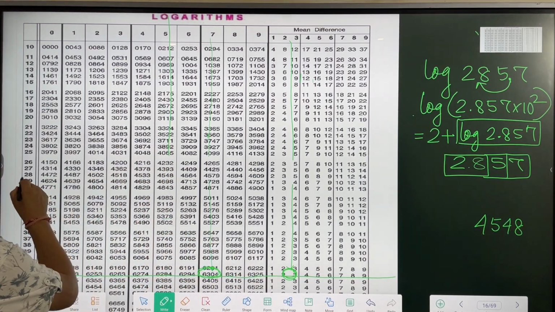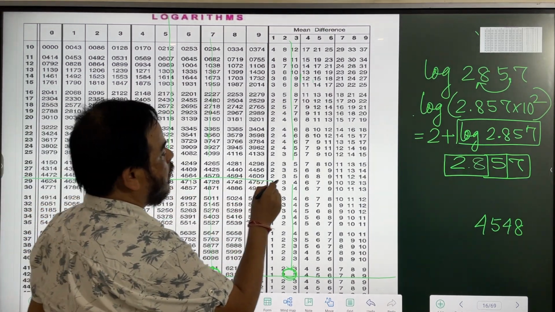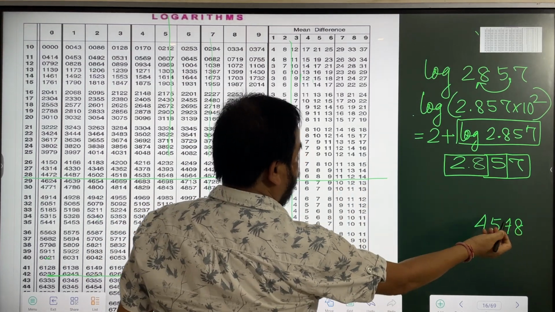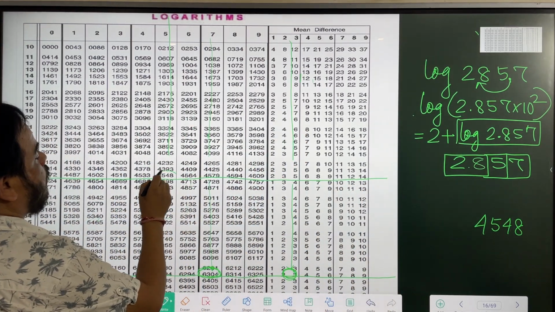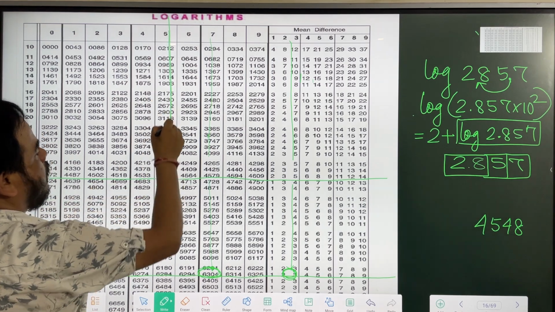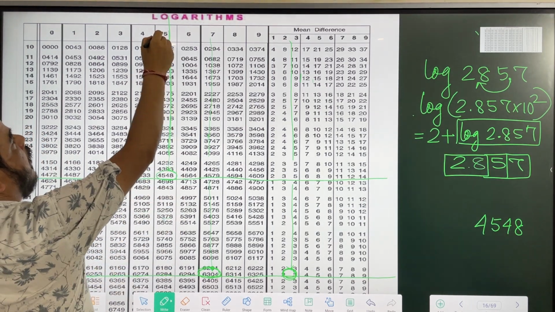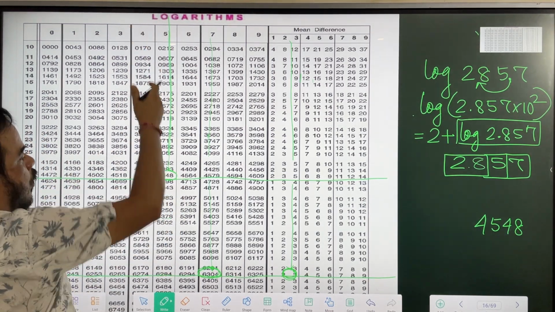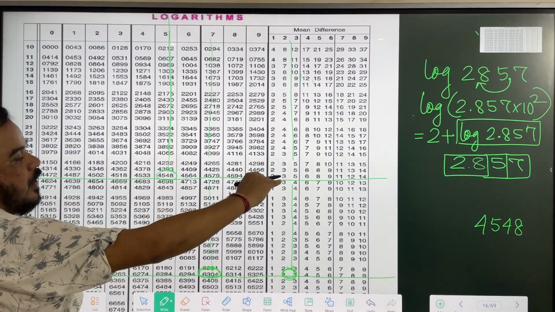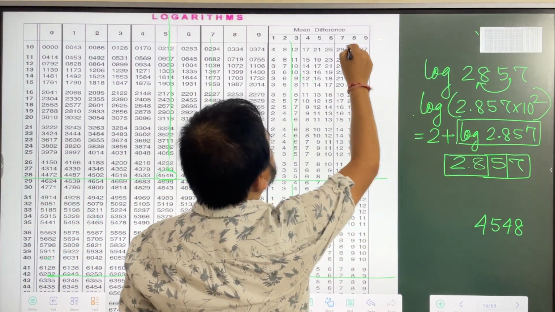Okay, 28, then 5, 4. This one is 5, no? This one is 5. So 5. This is the column of 5. This is the row of 28. Then 7 is there. So 7.